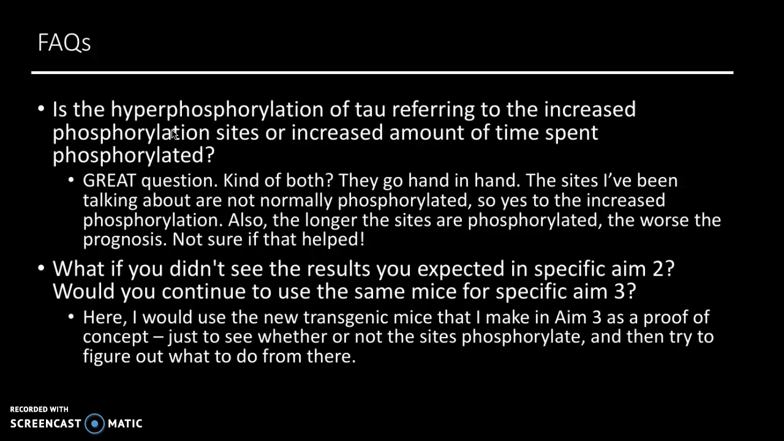Would I continue to use the same mice for AIM-3? So here I would just use those new transgenic mice that I make in AIM-3 as a proof of concept. I really want to understand whether or not the later sites need that earlier phosphorylation. The reason why I used the mice from AIM-2 was because I wanted to be able to do something that was applicable to humans, but having just that proof of concept of using the mutant mouse line that has those alanines is also fine for me. But yeah, that was a really good question, and yeah, proof of concept, just understanding what would happen.